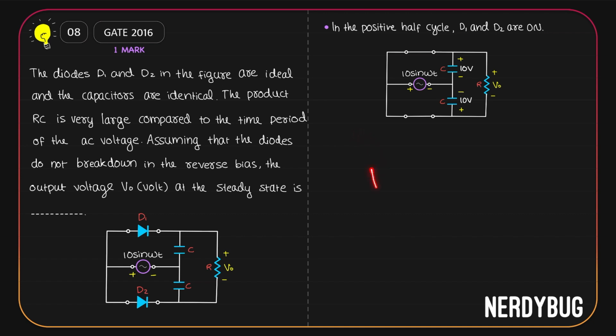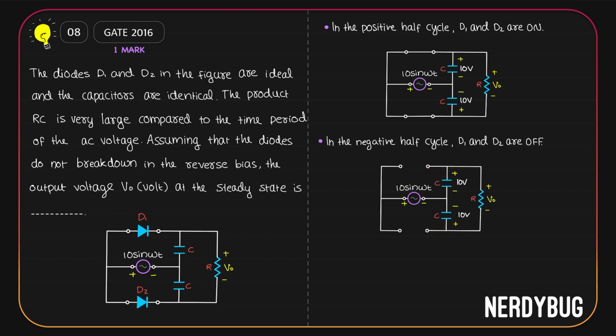Now, how about in the negative half cycle? In the negative half cycle, both diodes will get negative potential on the P side and positive potential on the N side. They will both be reverse biased and we can model them as open circuits. The circuit model will look like this. Again, the capacitors cannot discharge through the diodes, and since the time constant is really large, they cannot discharge through the resistor also.